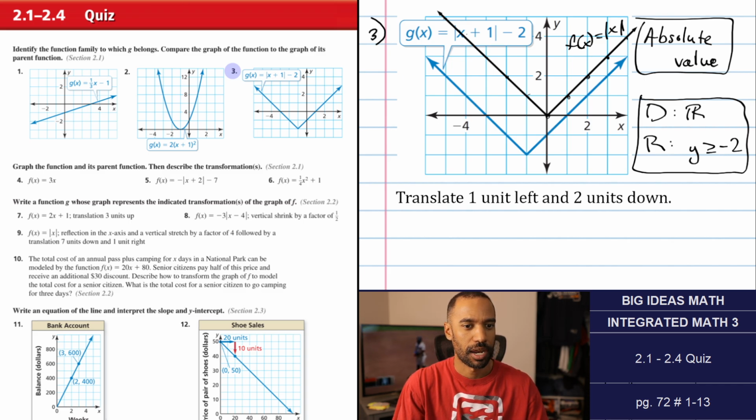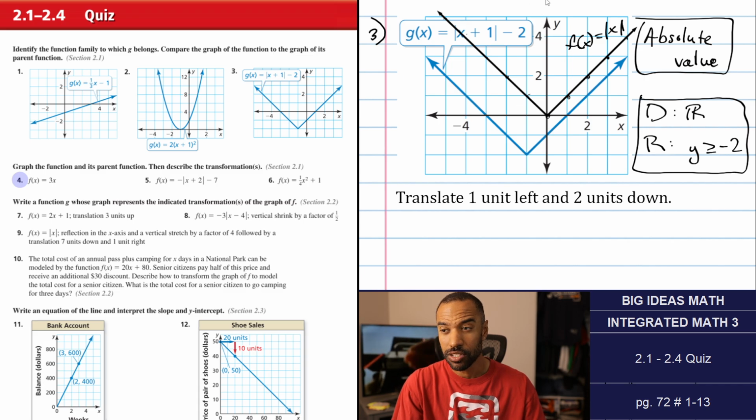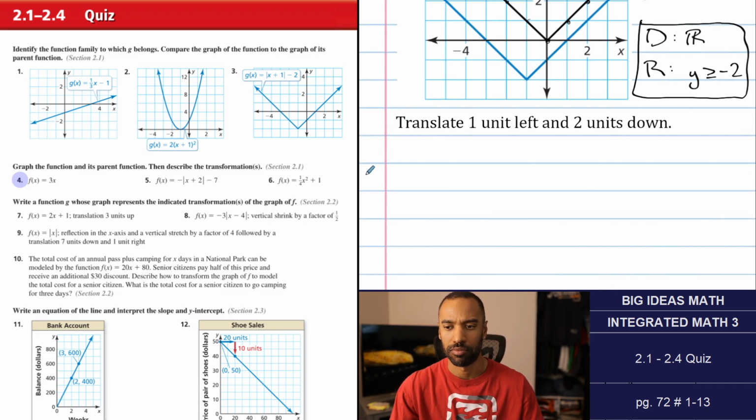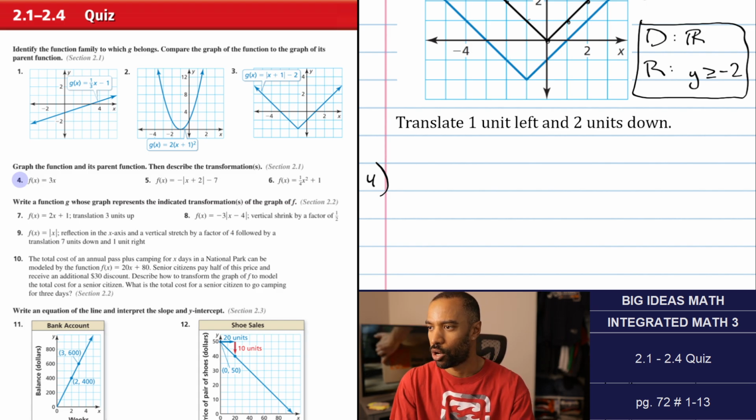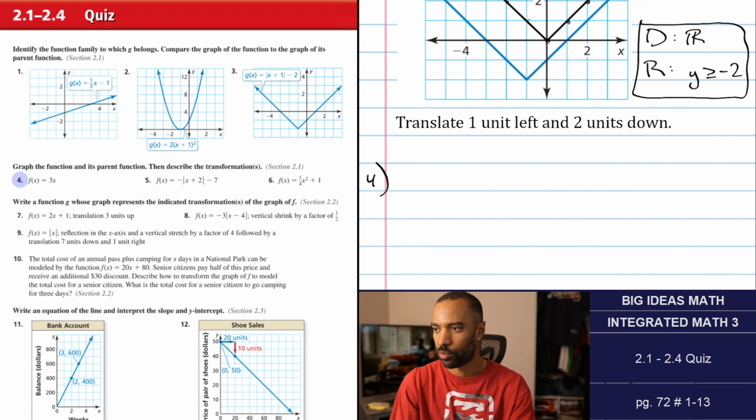Okay, let's move on to numbers 4 through 6. This is still part of section 2.1. Graph the function and its parent function, then describe the transformations. And, well, I guess it's a lot like these other ones. Maybe this time I'll not do domain and range, and hopefully there's some that get flipped over and such. So use this graph paper as you will when it comes to the problems.